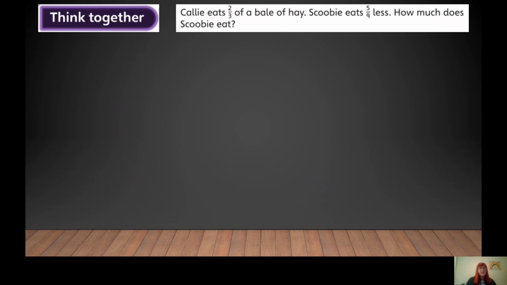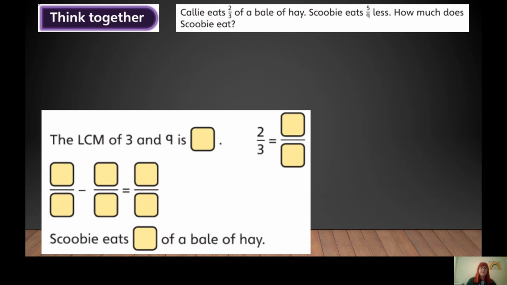Okay, let's think together. Now, Callie eats 2/3 of a bale of hay. Scooby eats 5/9 of a bale of hay less. Question is, how much does Scooby eat? Okay. Here's some information that you might find in your Power Maths books. Probably familiar with the layout. I want you to pause the video and see if you can populate the missing numbers, parts of the fractions, to find out how much hay Scooby eats in a day. Okay, pause the video, come back to me in a moment.